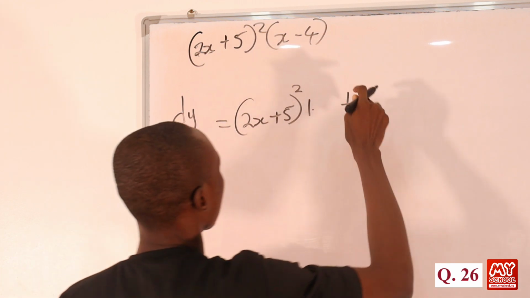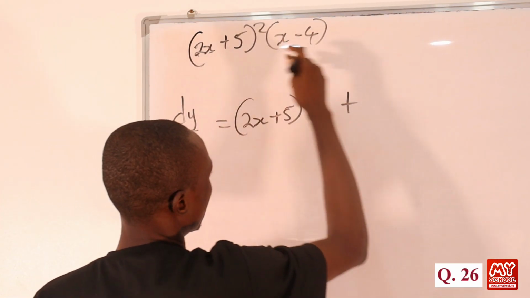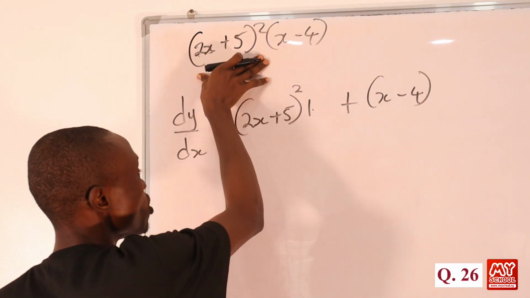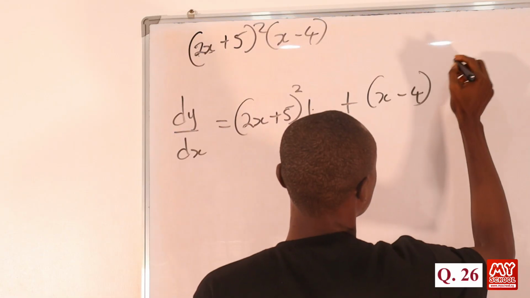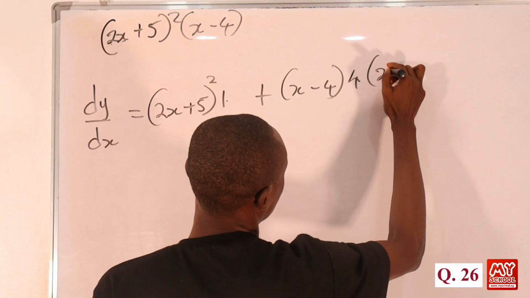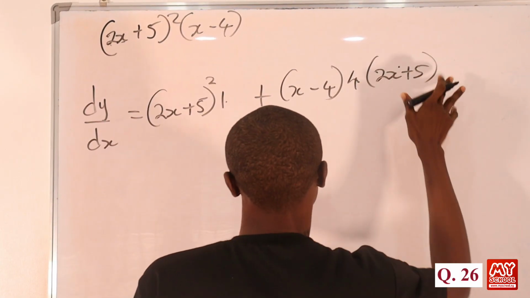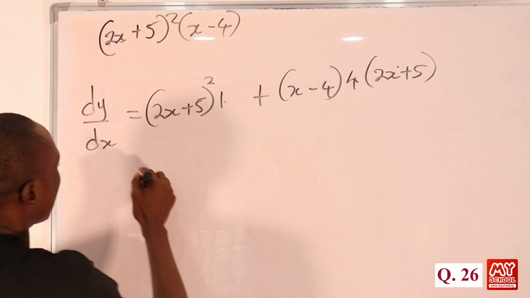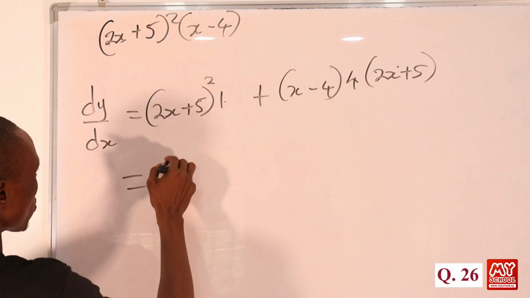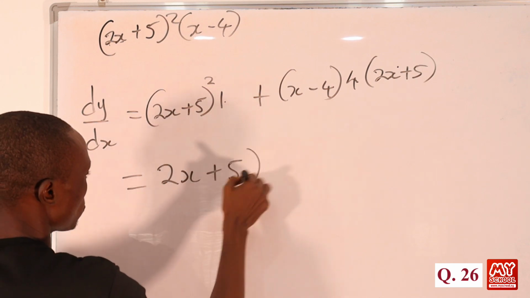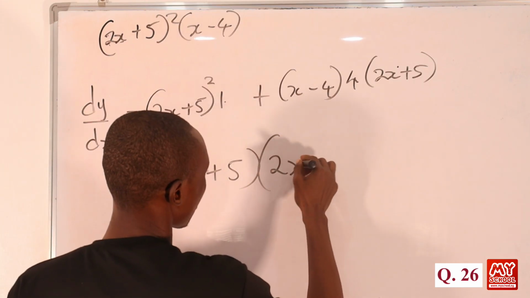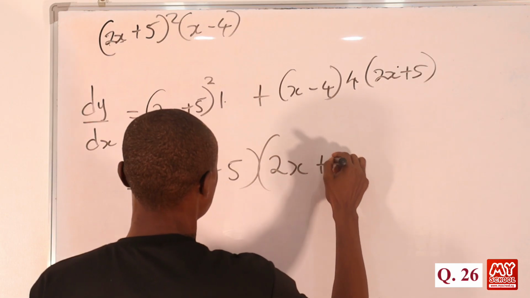Then plus, now we are going to keep this and differentiate this. So if we keep this (x - 4), and differentiate what we have in this bracket using the chain rule, we'll be having 4(2x + 5). So this is what we'll be having. Then now, let's write out what is common. 2x + 5 is common, so we'll put it in a bracket. On the other side, we're having 2x, and on the other side, we're having 2x + 5.